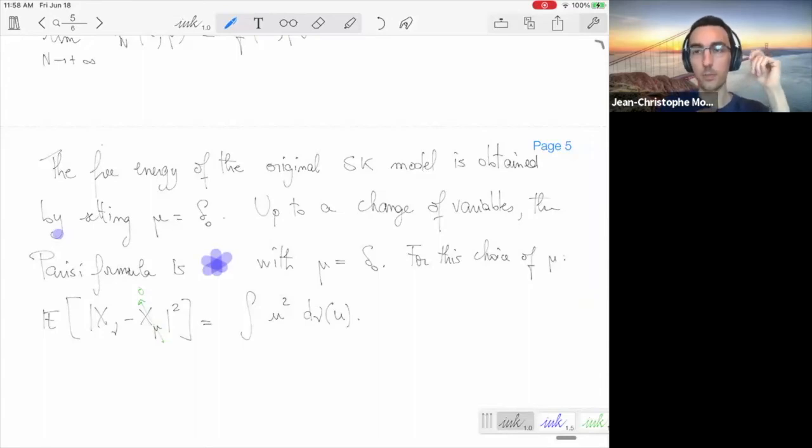And now my goal is to explain how to extend this to the bipartite model. So I want to state a conjecture for the bipartite model which is consistent with what we just said for the SK model.